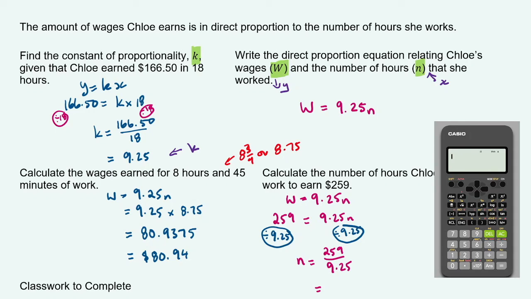So let's see that calculation. This is a division. So 259 divided by 9.25. Hit the equals and we get 28 hours.